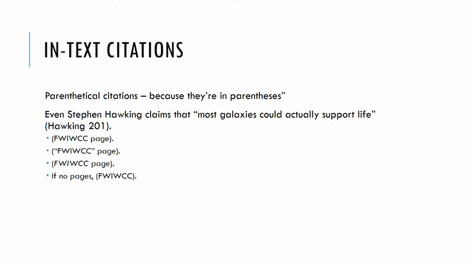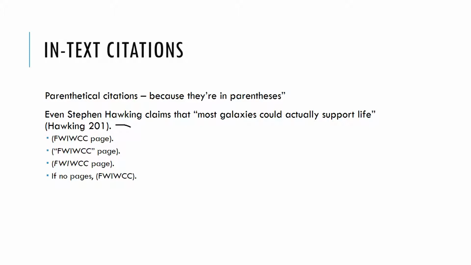In-text citations. They're called parenthetical citations because they're in parentheses. So you'll see, first example right here, even Stephen Hawking claims that, quote, most galaxies could actually support life, end quote, Hawking 201. Now, I said you should create your works cited page entry before you worry about the text. Why? Everyone believes that the parenthetical citation is the author's last name followed by the page number, but it's not. It is the first word in the works cited citation. That's generally the author's last name.